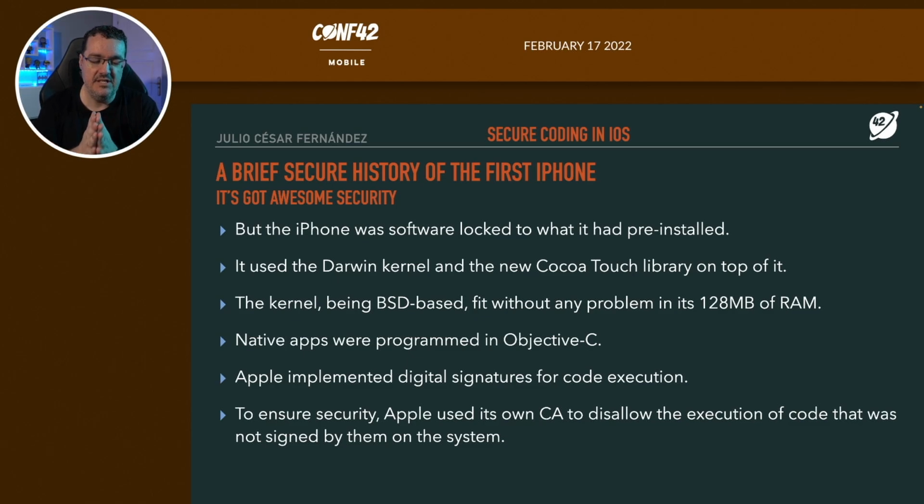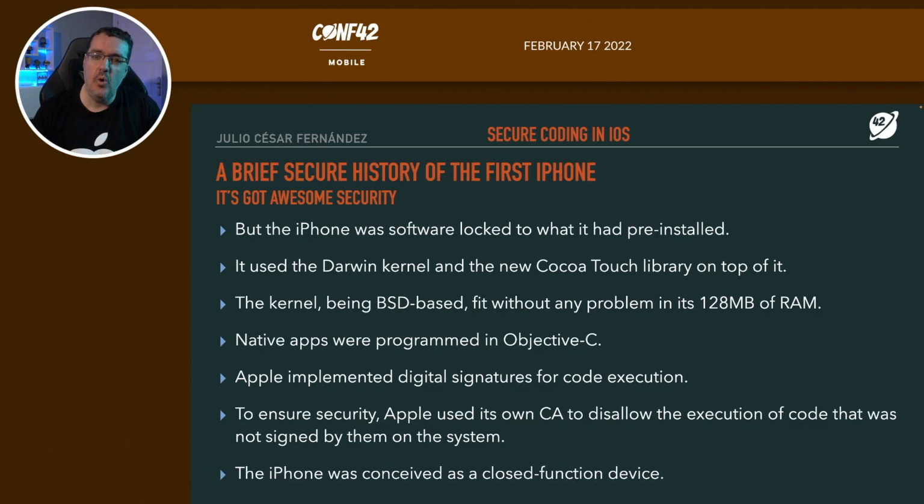To ensure this security, Apple used its own certificate authority to disallow the execution of code that was not signed by them on the system. Because of this, as you know, if you try to execute any software on the iPhone, even if you could compile a program for this, it's not executed because it's not signed by Apple.